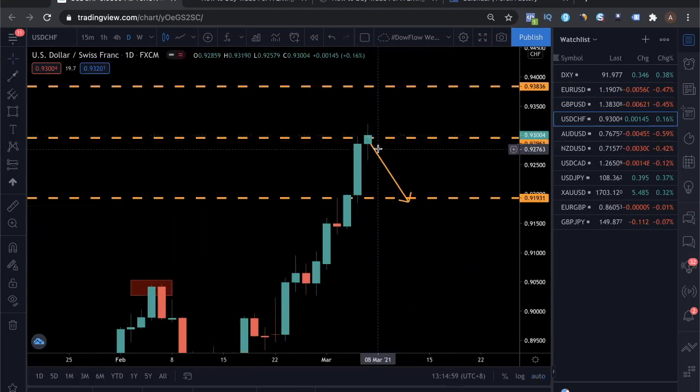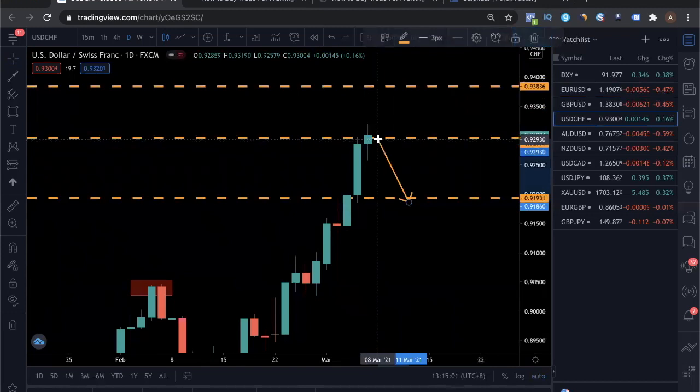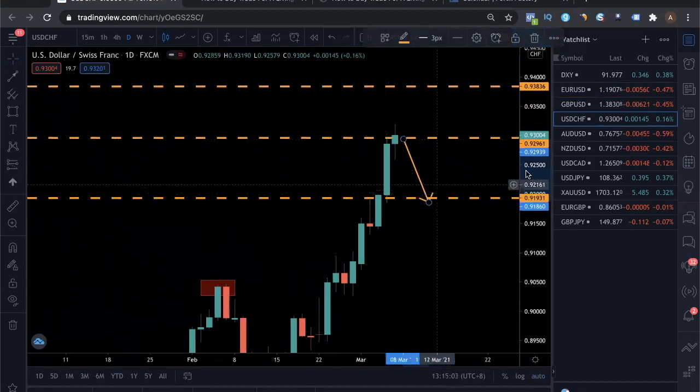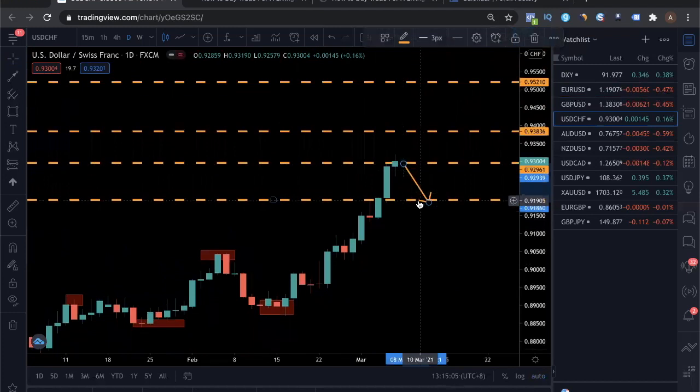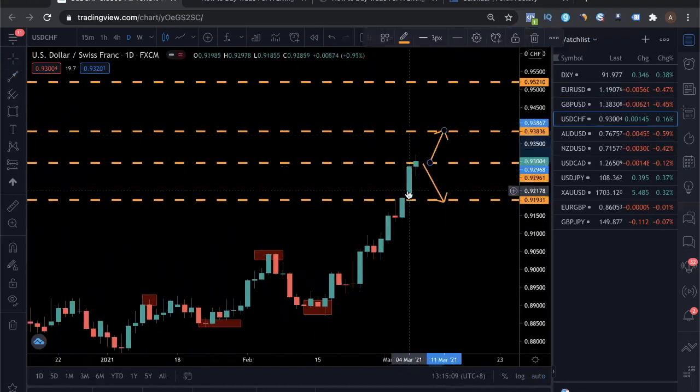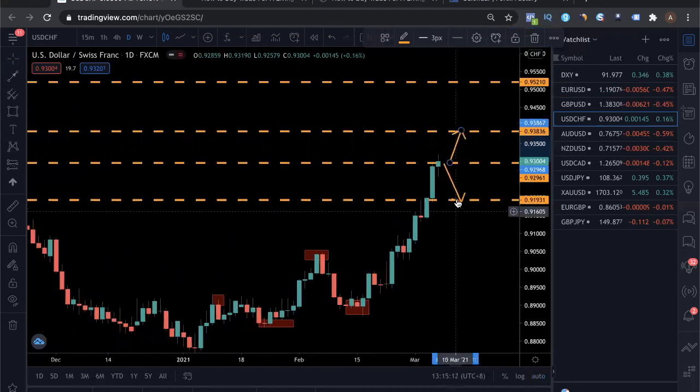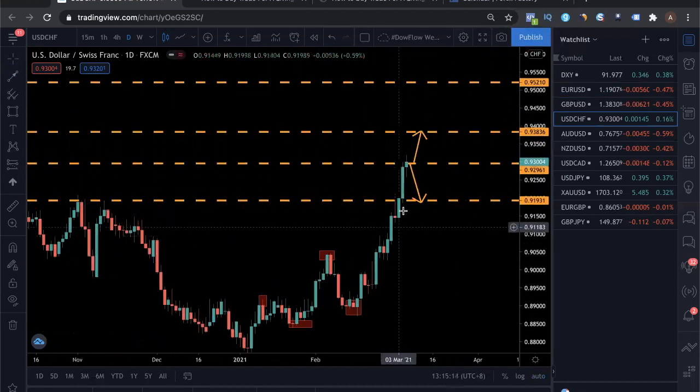It seems broken, but price might just come back and retrace down. Regardless of whether price retraces down or just carries on going up, our bias is the same. We want to be buying. The only question is where do we buy? Personally, I prefer for price to retrace downwards.